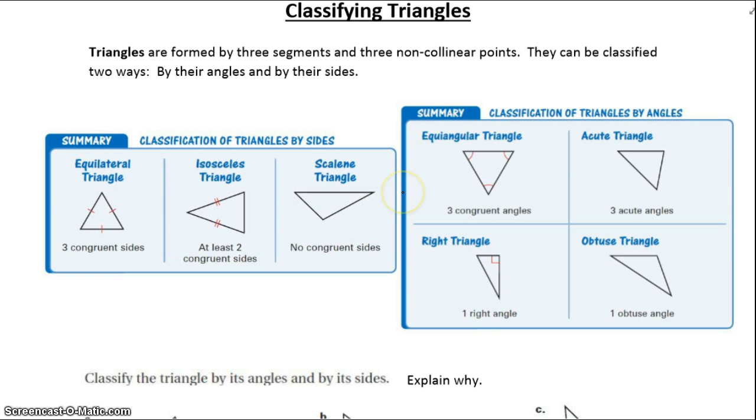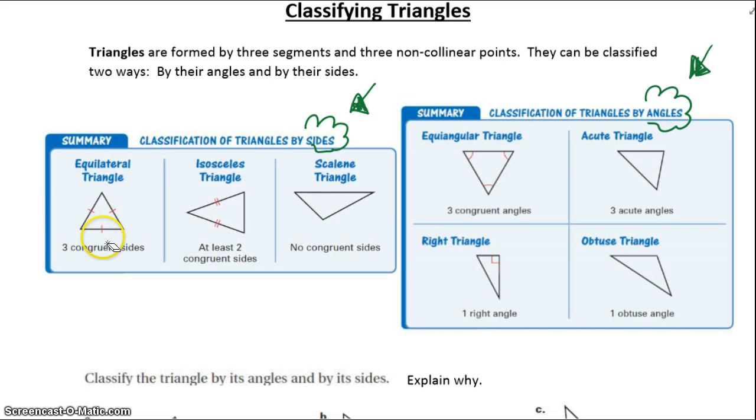So non-collinear. Well, there's two different ways you could classify a triangle. You could classify it by its number of sides, okay? Or you could classify it by what its angles are like, okay? So there are two different ways to classify it, and I know in my class, students tend to mix these names up. So keep in mind, sides are equilateral, isosceles, and scalene. And the angle names would be equiangular, acute, right, and obtuse, okay?